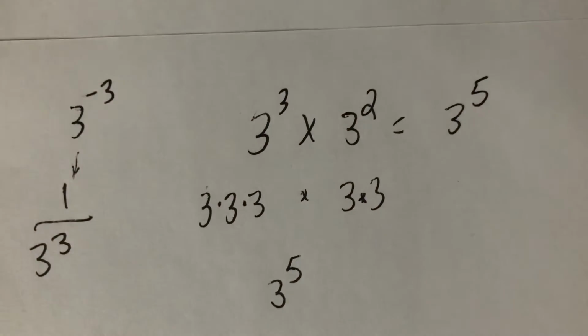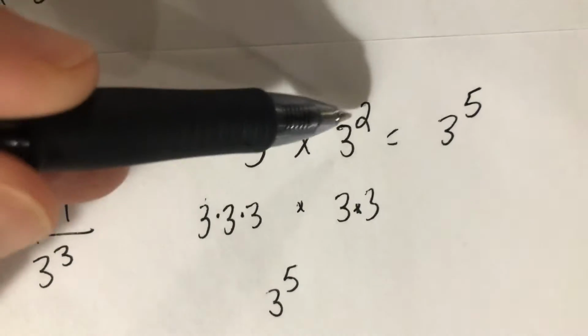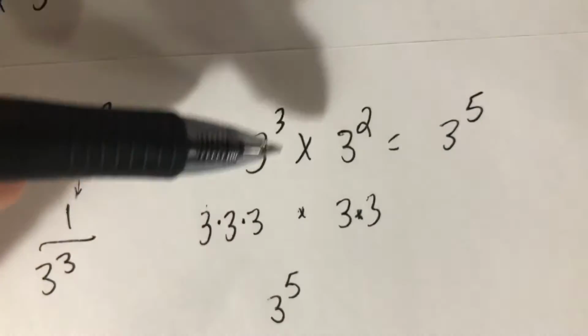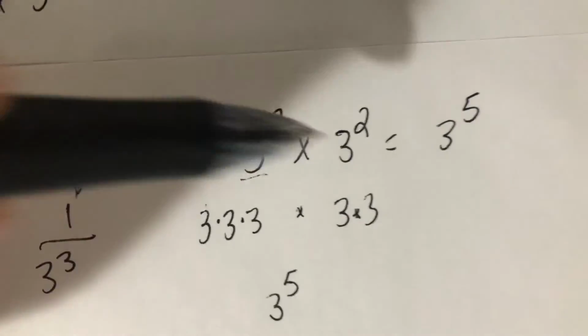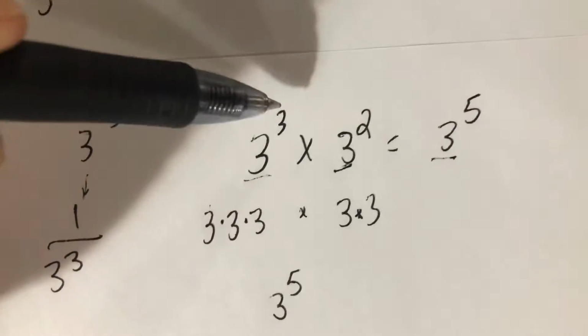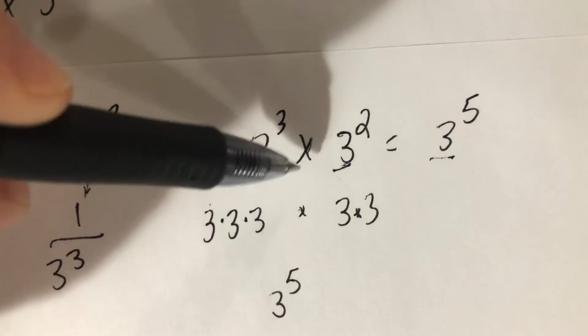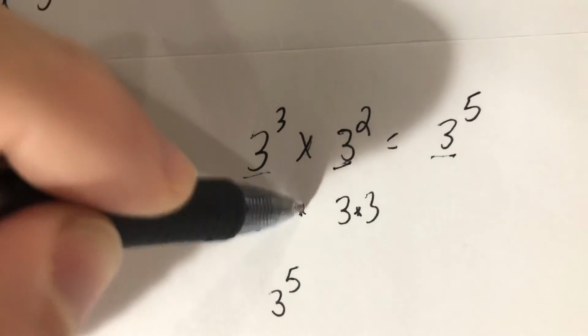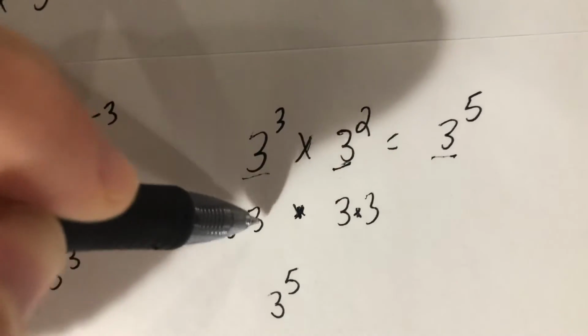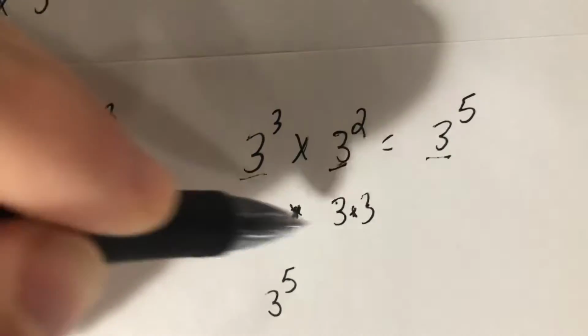If you notice, 3 to the 5 is just 3 plus 2 equals 5. So when the numbers are the same, we can just add these two exponents when we're multiplying. Because really this is the same thing: 3 times 3 times 3 times 3 times 3, which is 3 to the 5.